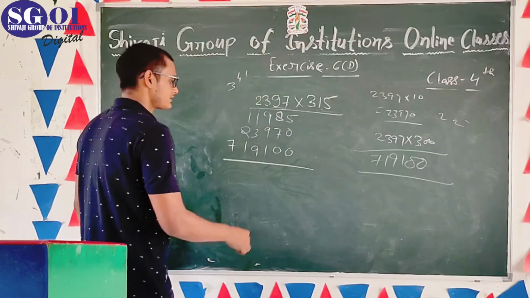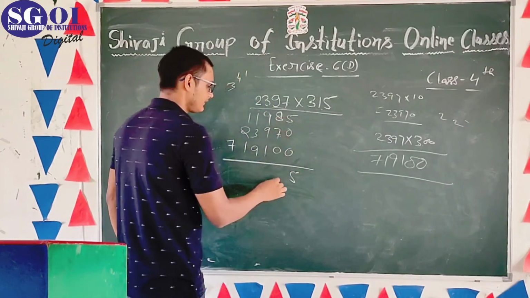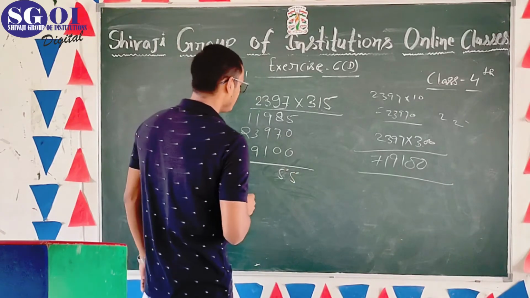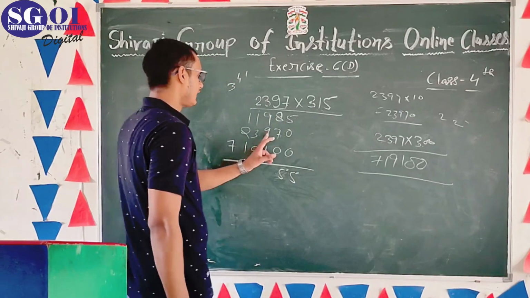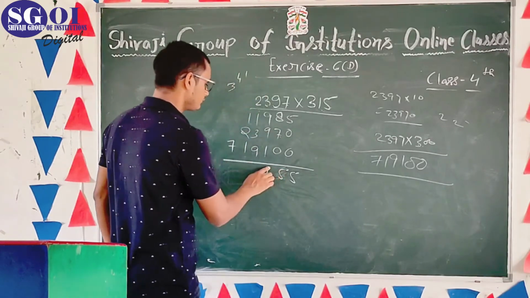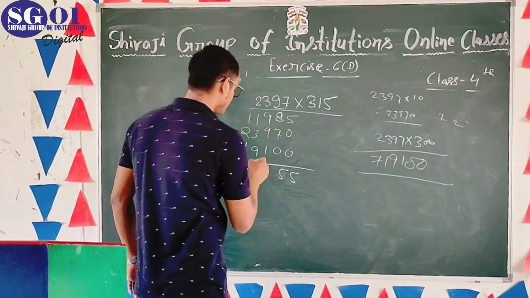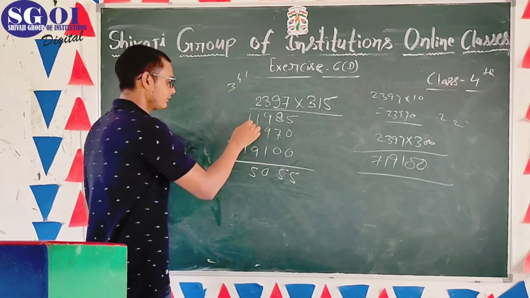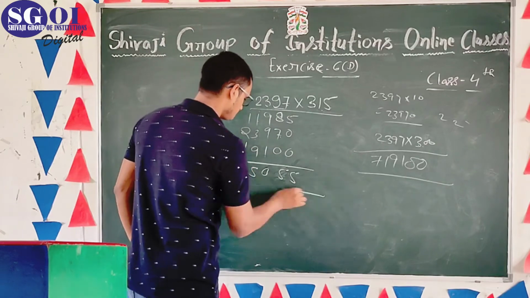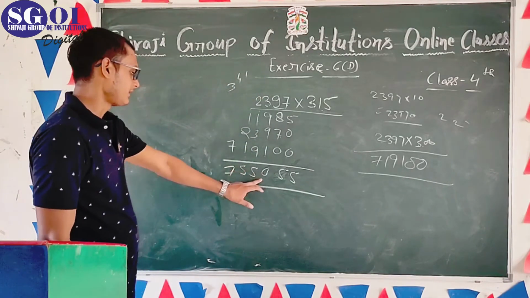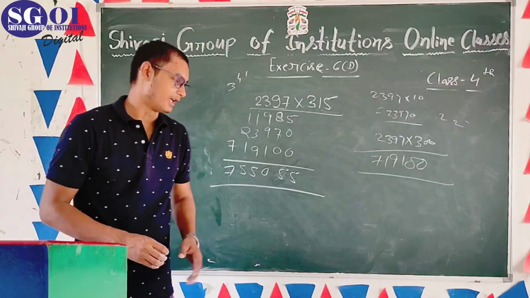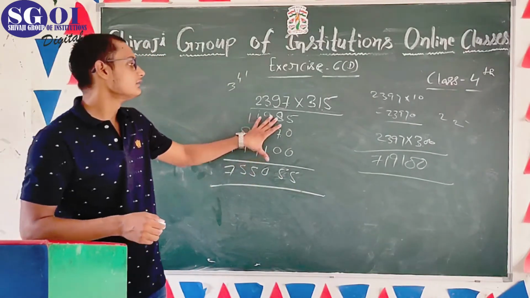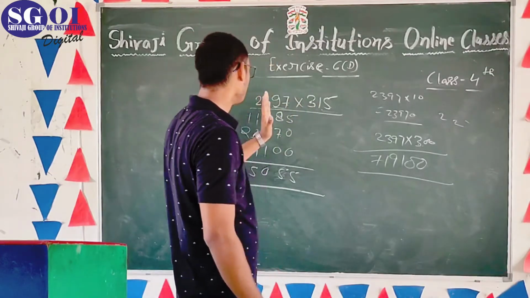Now add the numbers in sequence. 5 plus 0, 5. 5 plus 0, 5. 0 plus 0 plus 0, 0. 8 plus 7, sorry, 15, carry 1. Okay, the answer is 7,55,055. This is the second method to do this type of questions.